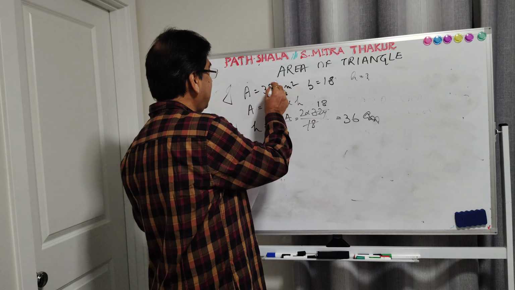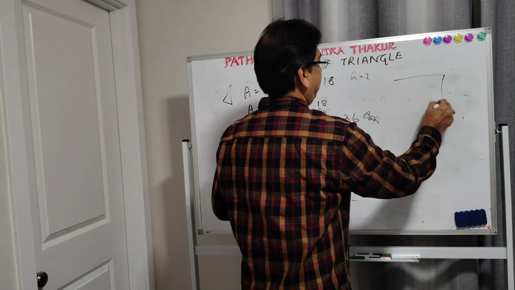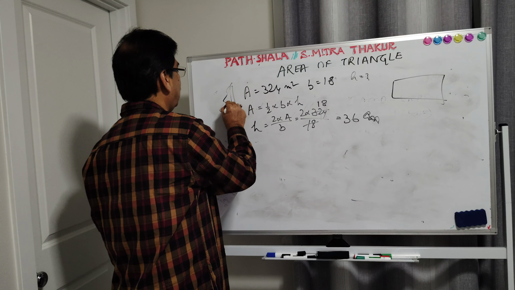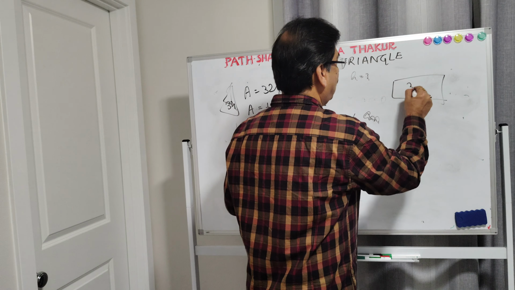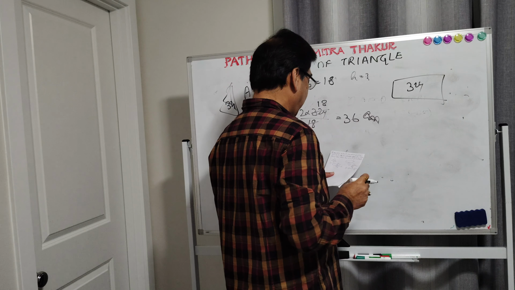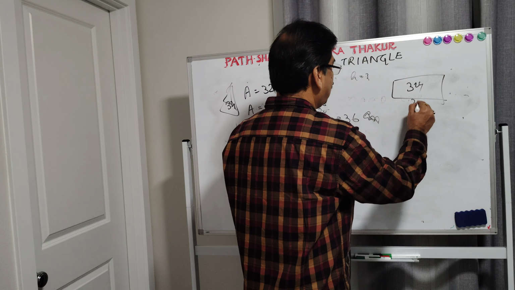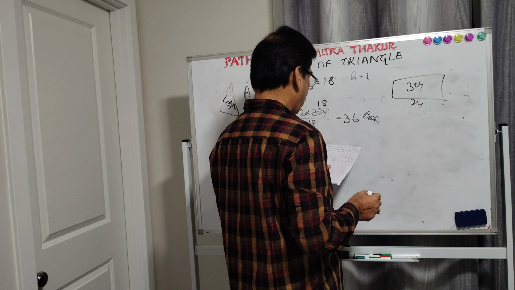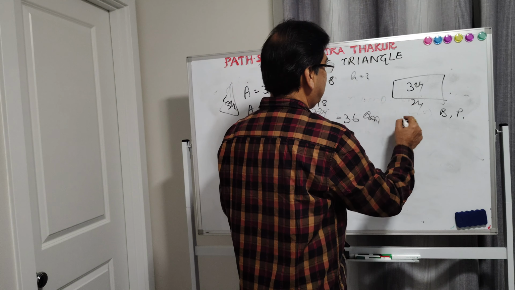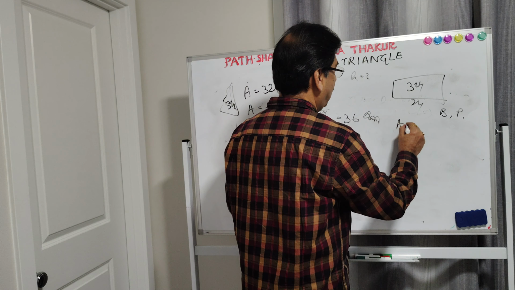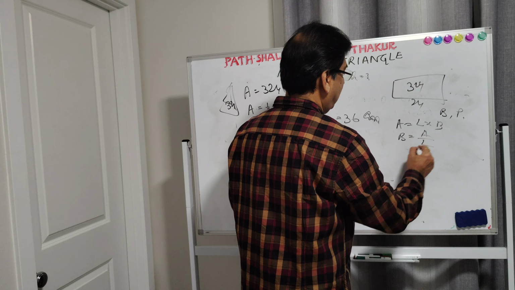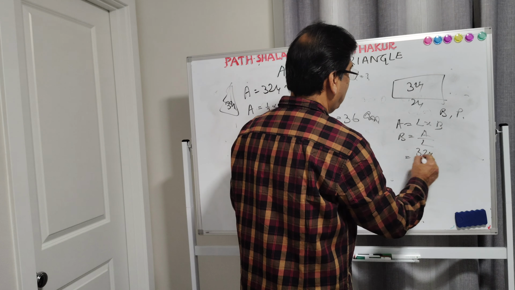So in this area there is a rectangle. The triangle area is equal to 324, and the rectangle area is also 324, right? In the same area, the length is 24. So we need to find the breadth and perimeter. Area is equal to length into breadth, so breadth is equal to area by length, so 324 by 24.